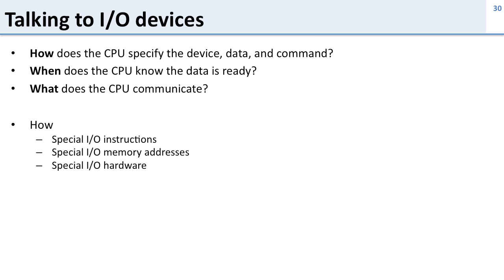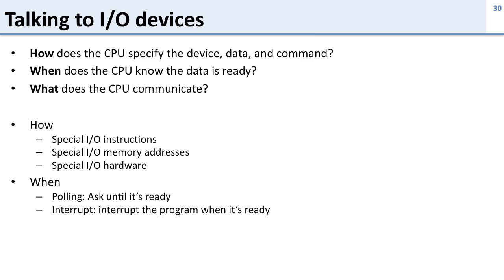We're going to cover 3 different ways to talk to devices. The first is having special input-output instructions in the processor. The second is having special input-output memory addresses. And the third one is having special input-output hardware that basically takes care of everything for us.